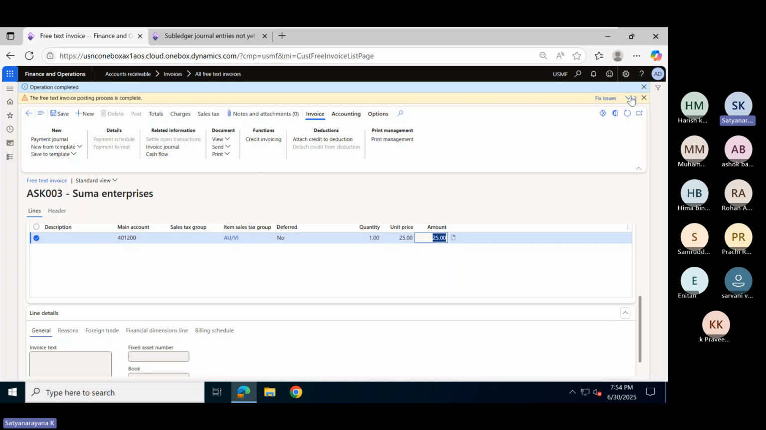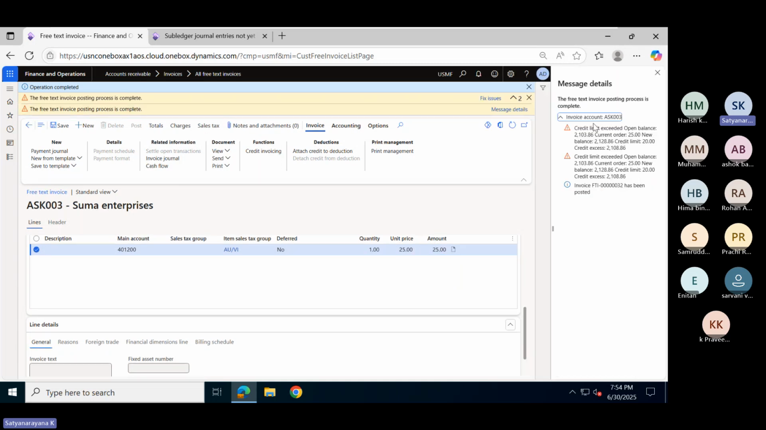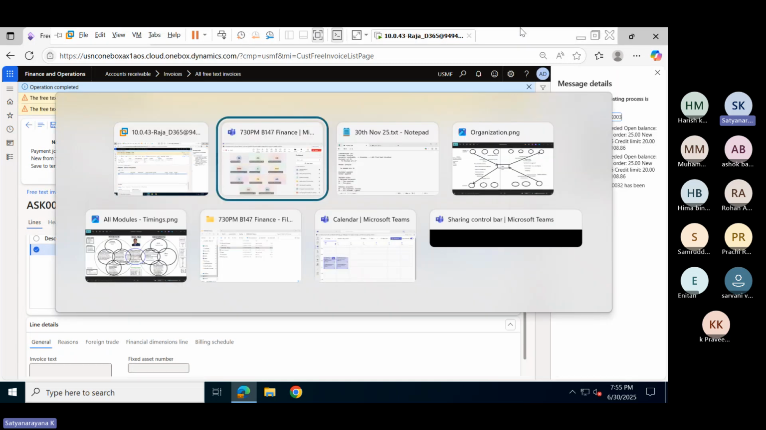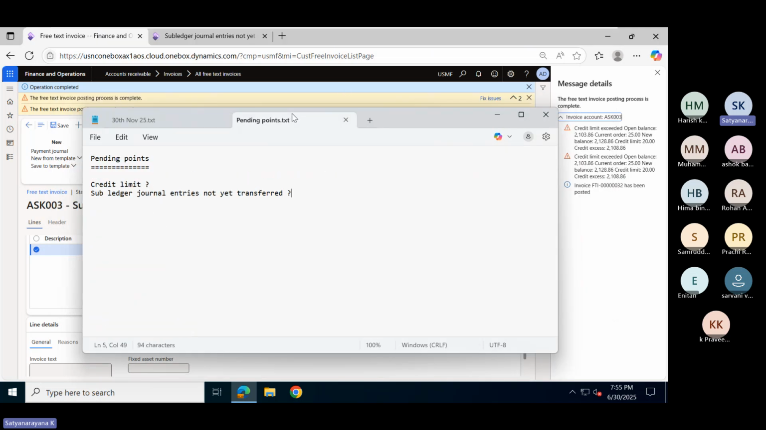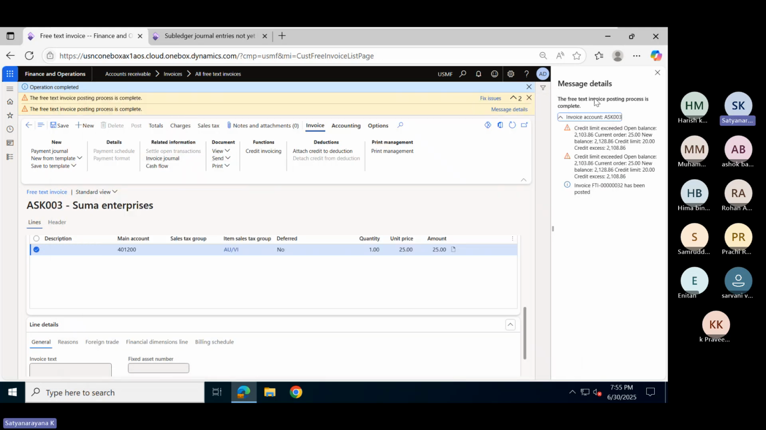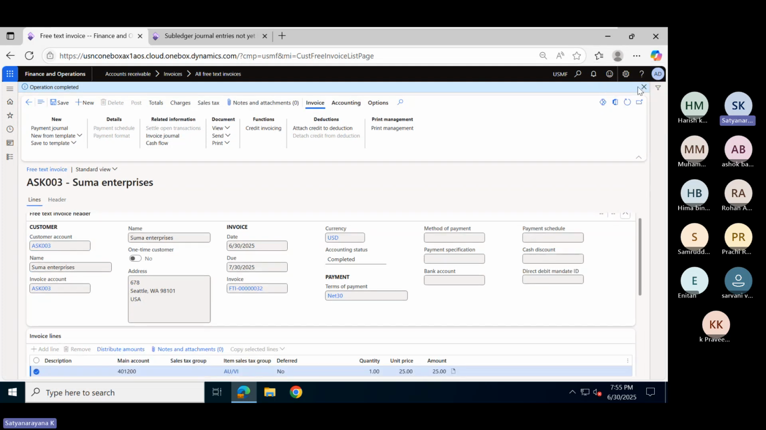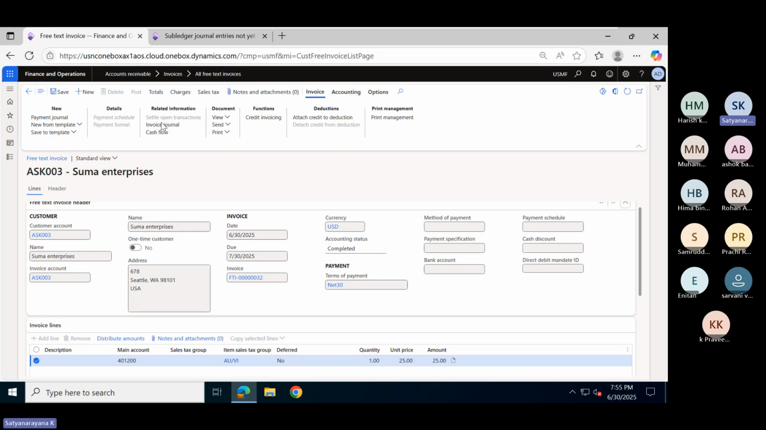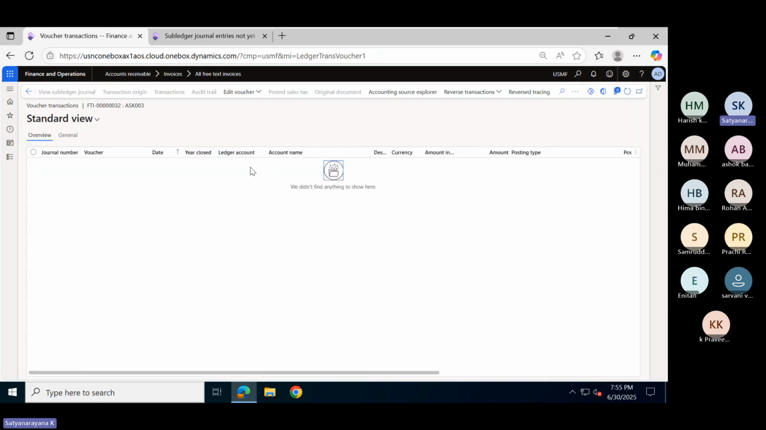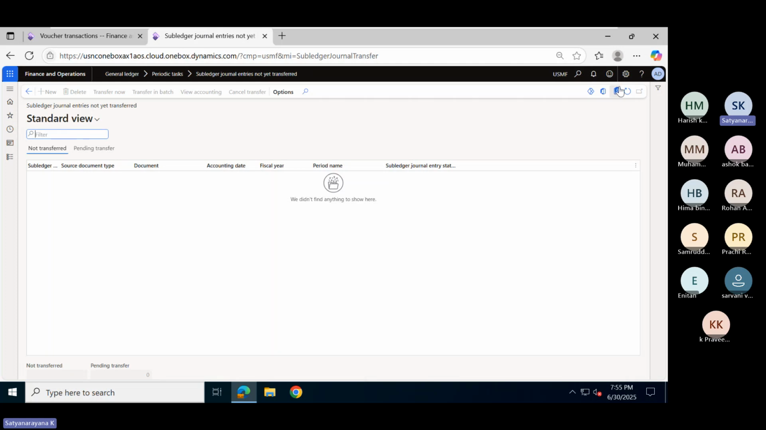Okay, this message you can ignore for the time being. It is related to credit limit. I told you it is a pending point, credit limit related, one of the topics you need to learn in the future. Next, whenever you are doing this, you need to understand the messages first. What is this credit limit? Next, if I want to see the voucher, invoice journal, voucher. Immediately it is not showing the voucher. In a real-time scenario, the voucher will be displayed immediately, within a fraction of a second.